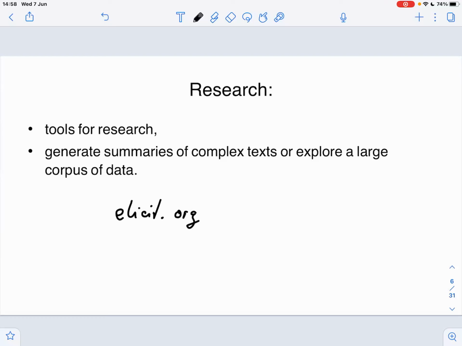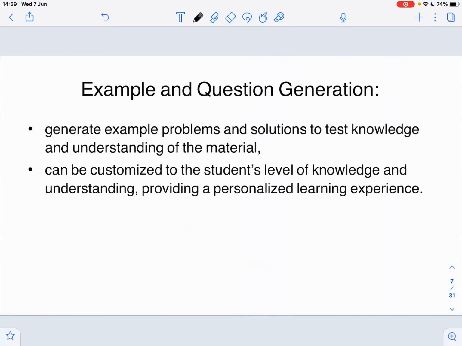So I encouraged my final year project students, for their research projects, for their dissertation projects, to actually use this illicit.org and come up with good research questions that they could then take forward. I found it incredibly useful, and so did my students when I showed them how to do it.